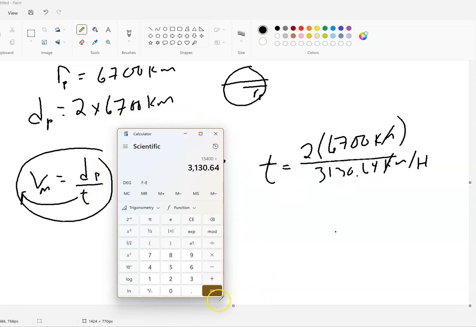That was the best that we knew, and so this is going to give us the number of hours that the moon would be in the shadow of the planet when there's an eclipse. Since we went 2 places past the decimal before, we're going to report it 2 places past the decimal again. So it's going to be 4.28 hours.